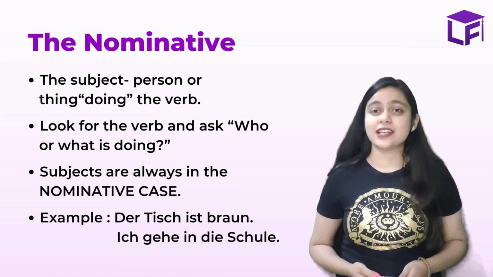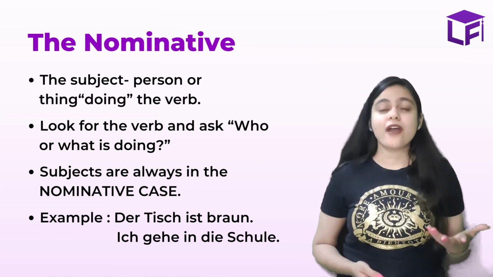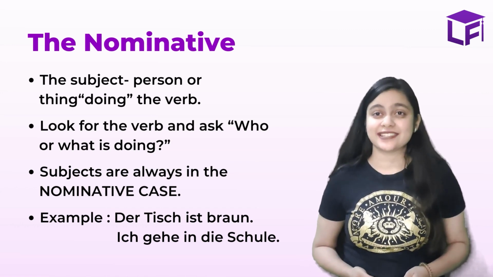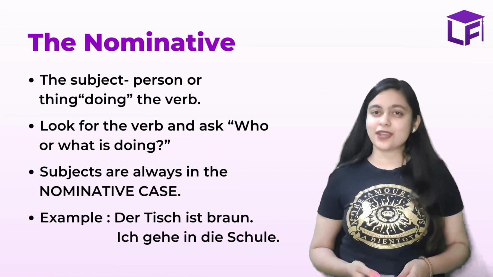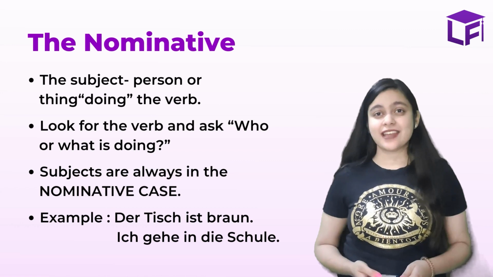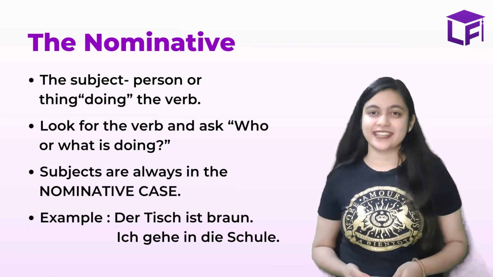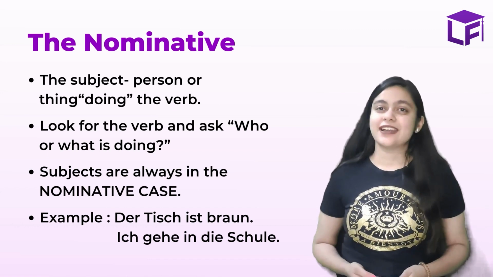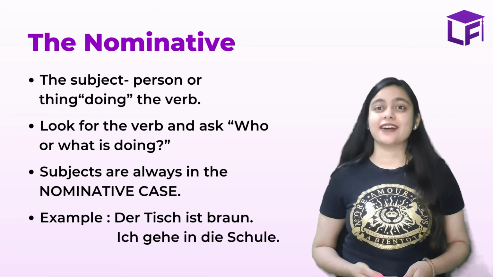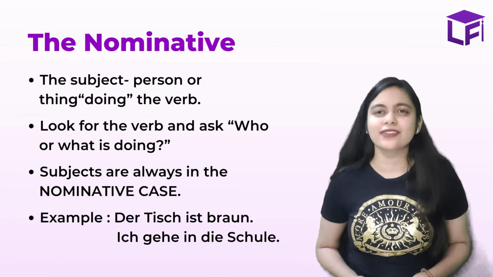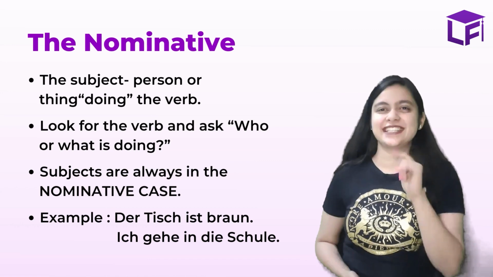In this sentence, if you ask the question, who or what is doing the verb, the verb here is ist, which is a conjugated version of the verb sein, which here means to be. So, in der Tisch ist braun, the nominative is der Tisch, because when we ask the question, who or what is brown, we get the answer der Tisch.